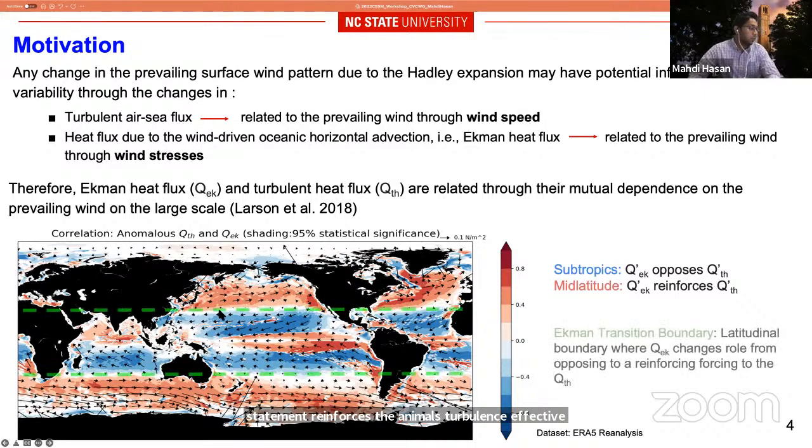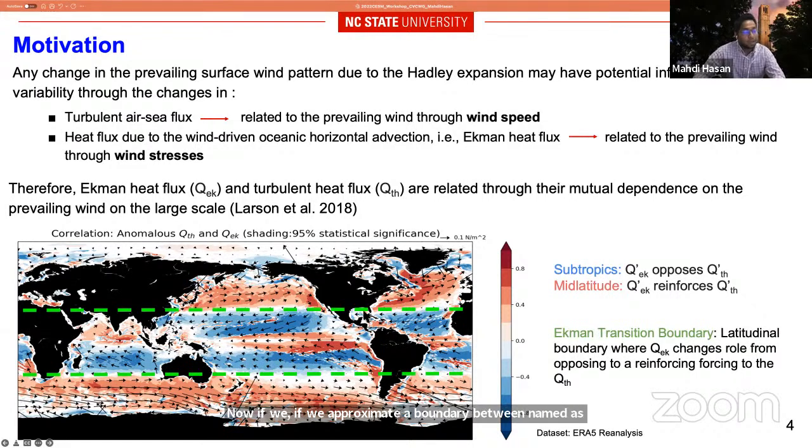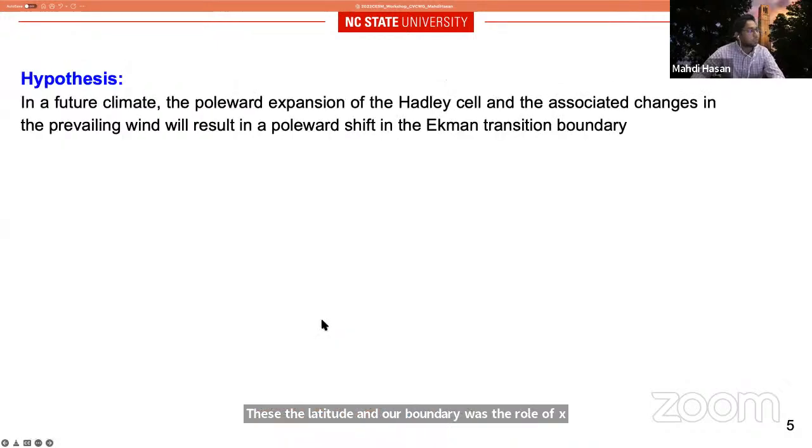Now, if we approximate a boundary, which we named the Ekman transition boundary, this is the latitudinal boundary where the role of Ekman changes relative to the turbulent flux in SST variability. So based on this, we make a hypothesis that in a future climate, the polar expansion of the Hadley cell and the associated changes in the prevailing wind will result in a polar shift of the Ekman transition boundary.